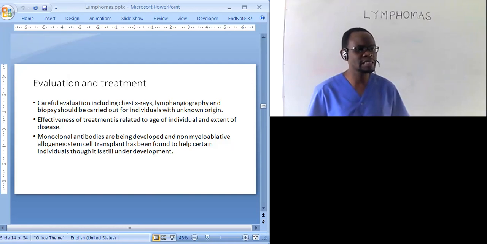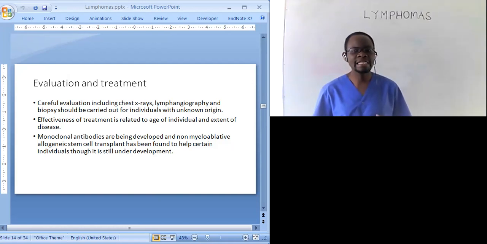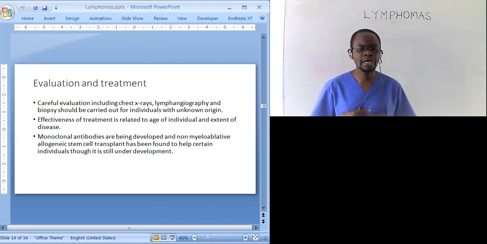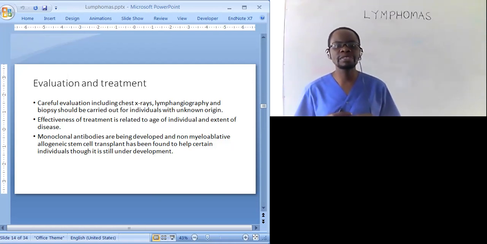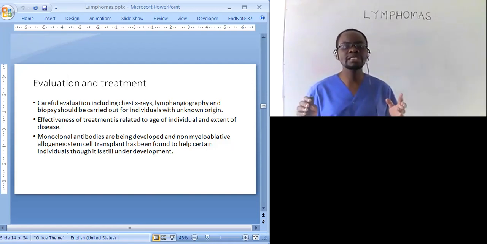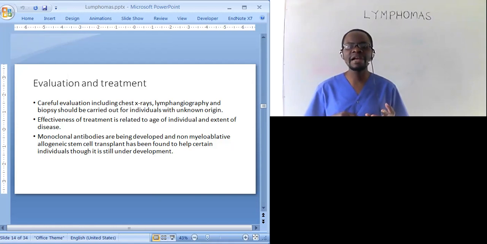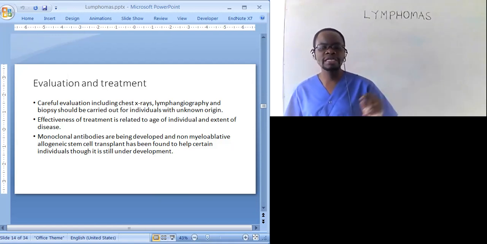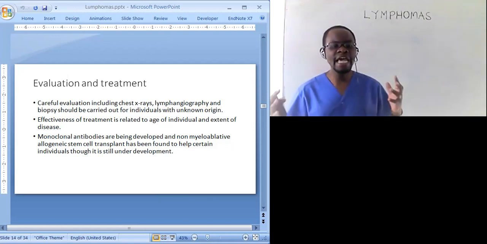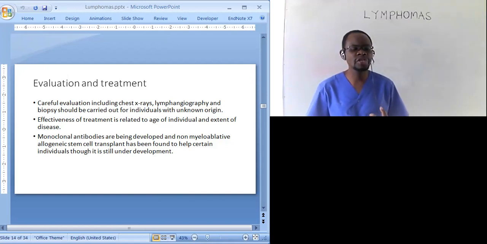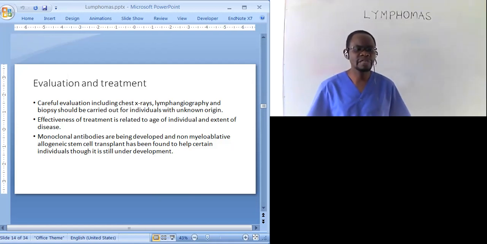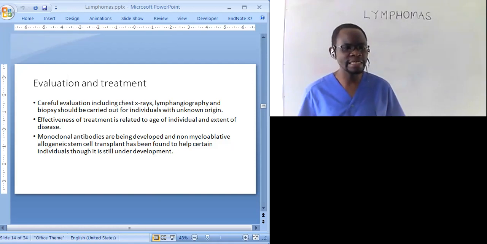So the effectiveness of treatment is related to the age of the individual and the extent of the disease. You remember we talked about the acute and chronic leukemias, yeah? And also, if you still remember very well, we said that treatment, especially in leukemias, one of the major players is the severity of the disease, or the extent, and the age. So even in this context, as far as lymphomas are concerned, the age of the patient and even the extent of the disease, how far the disease has gone, basically all these determine the modality and the effectiveness of treatment.